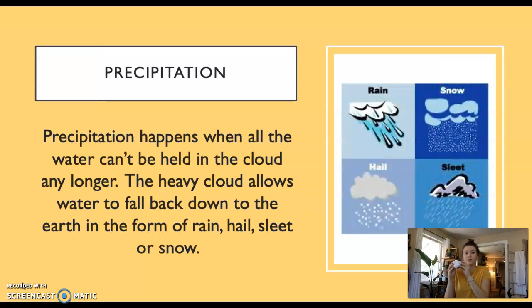So the precipitation happens when all of the water can't be held in this cloud anymore. And it can come down as rain, snow, hail, or sleet, just depending on the temperature it is outside.